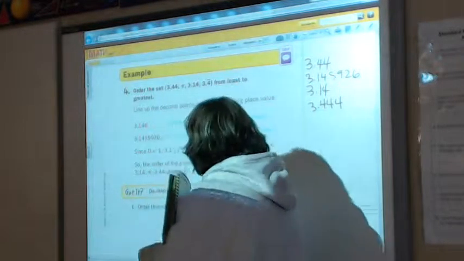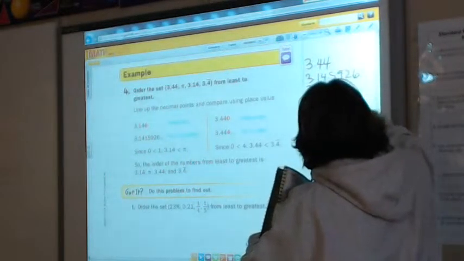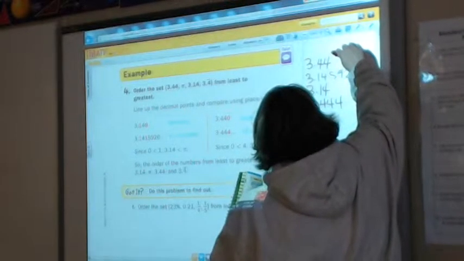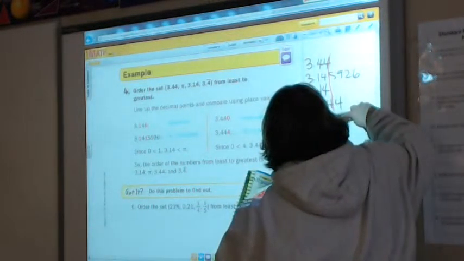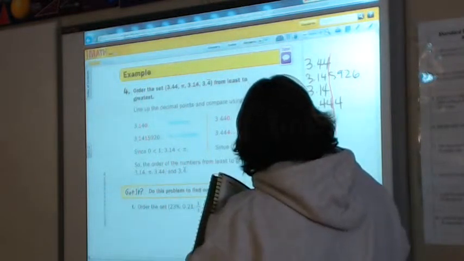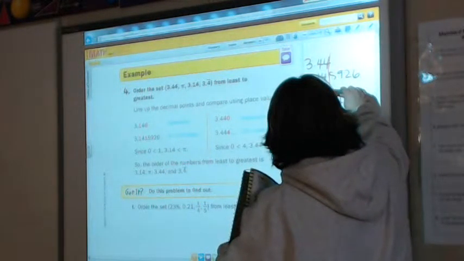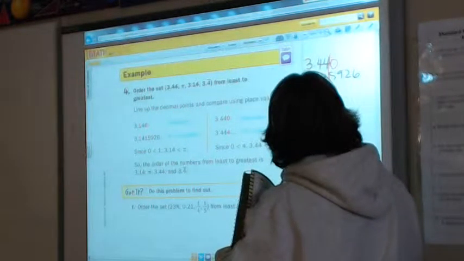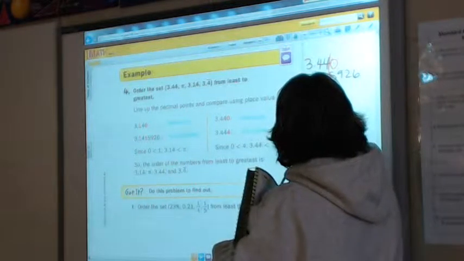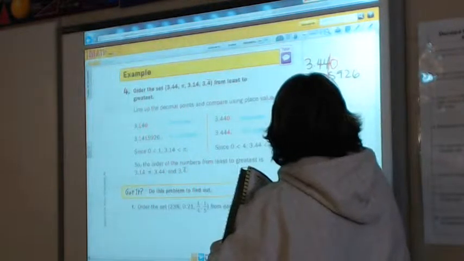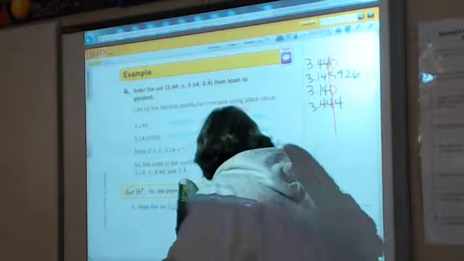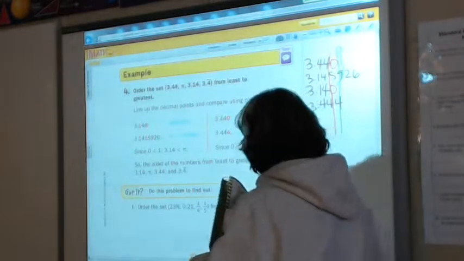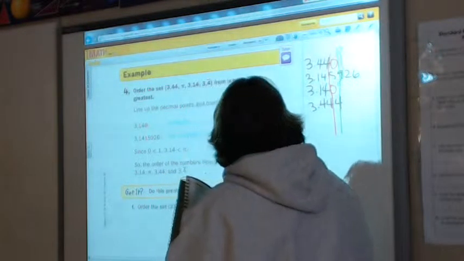Okay, now the idea is the first thing you need to do is make sure you have an even number of digits. Okay, so we really have up to there, right? But if you look, we have a 1414, so we're going to need to go at least one further. So you want to fill those in with zeros. Okay, so we have a 3.440, a 3.145, a 3.140, and 3.444. Okay, and that's where we're going to end. Okay, and we're going to compare. And you're going to put them in order from least to greatest.